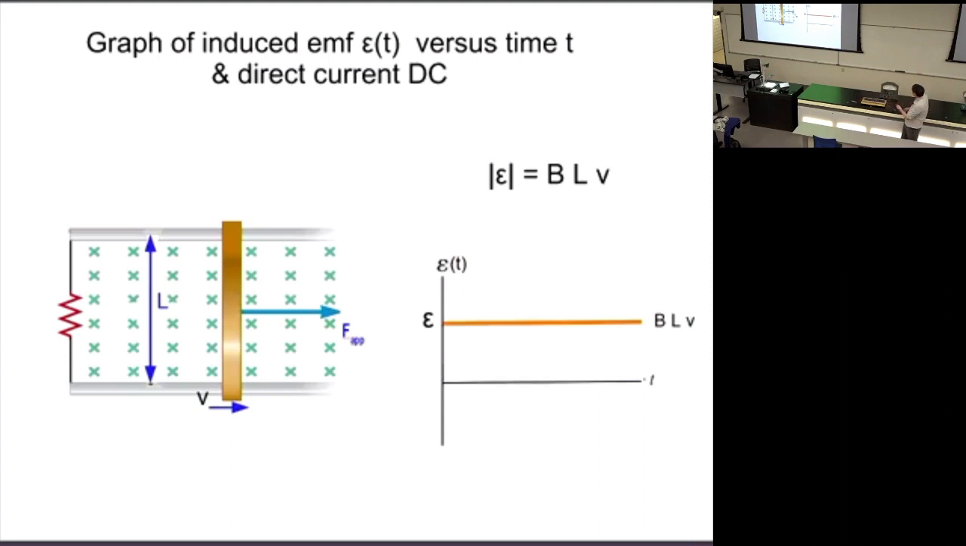And here I've even gone to the trouble, you might be surprised, of picturing what that would look like. Horizontally is the time axis, vertically is the induced EMF from this type of generator, and it would be a constant EMF if I move with constant velocity, and that EMF is just given by BLV. So this is a direct current electrical generator, and this will be a reference point for our rotational motion electrical generator.